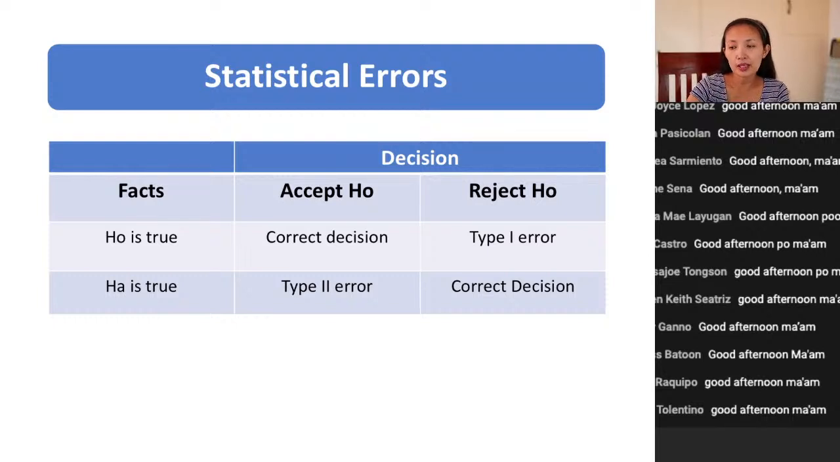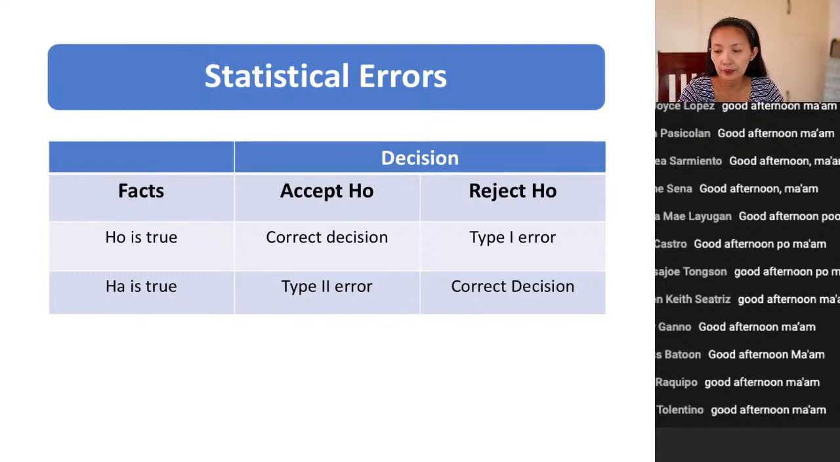So, in tabular form, the statistical errors could be represented in this manner. The fact is H0 is true, and you accepted it. Then the decision is correct. Okay? When H0 is true but you rejected it, then you committed a type 1 error. Next, if the alternative hypothesis is true, yet you accepted H0, then that's type 2 error, or failure to reject the H0.